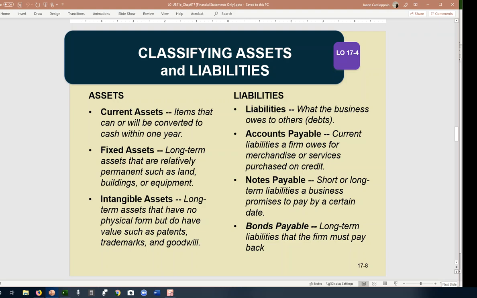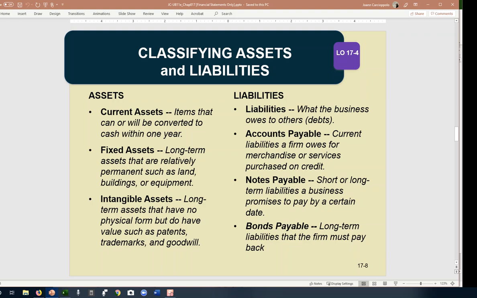So here is a list that shows the classification of assets and liabilities. Again, the assets include the current assets. These are the items that can or will be converted into cash within 1 year. Then we list the fixed assets. These are long-term assets that are relatively permanent, such as land, building, or equipment. And intangible assets, again, long-term assets that have no physical form but do have value, such as patents, trademark, and goodwill.